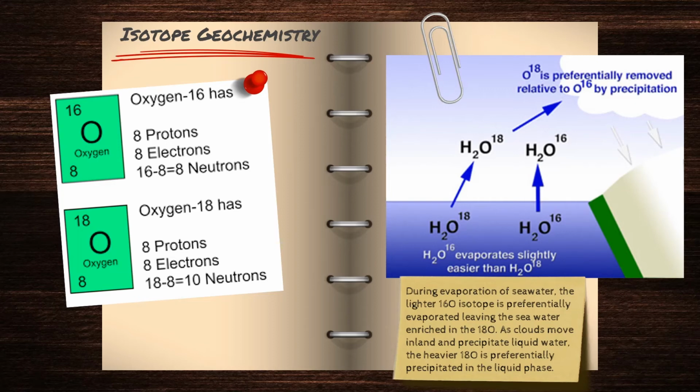During evaporation of seawater, the lighter 16O isotope is preferentially evaporated or fractionated into the gaseous phase. This leaves the residual seawater enriched in the 18O stable isotope. As these clouds move inland and begin to precipitate liquid water, the heavier 18O is preferentially fractionated and precipitated in the liquid phase. This depletes the remaining clouds of this isotope, leaving it more enriched in the lighter 16O compared to seawater the more inland that these clouds travel.